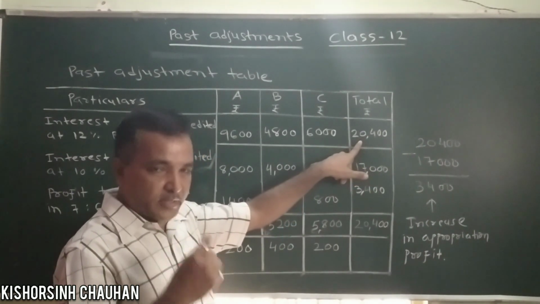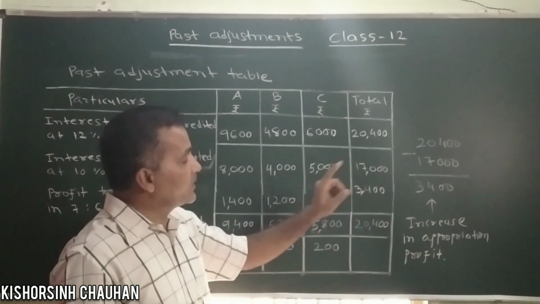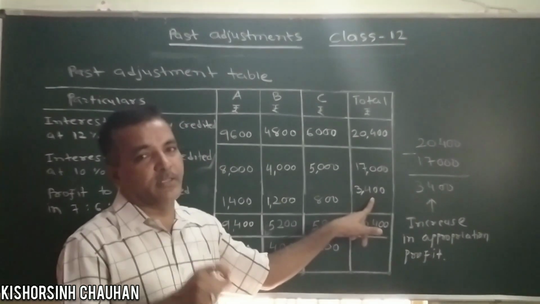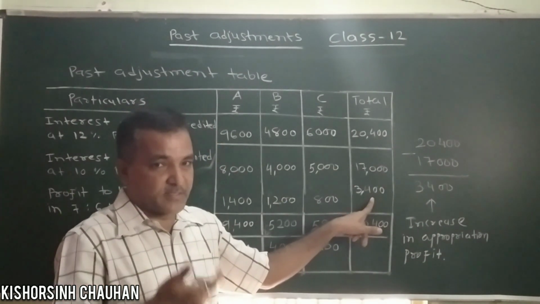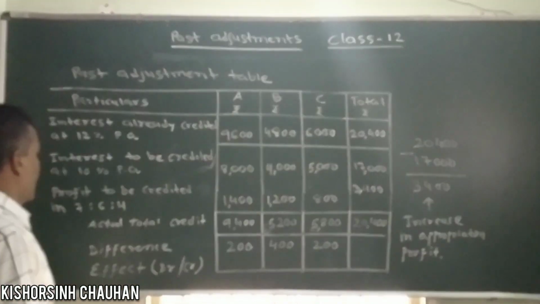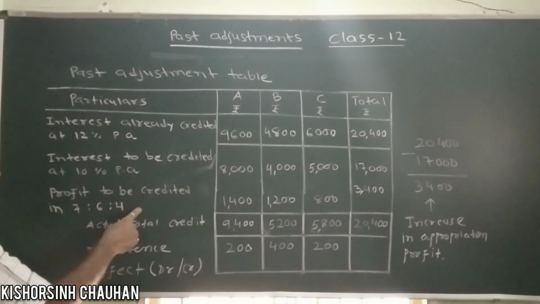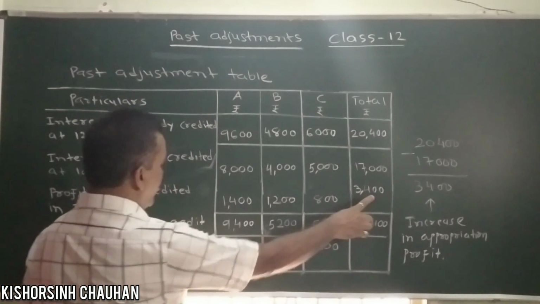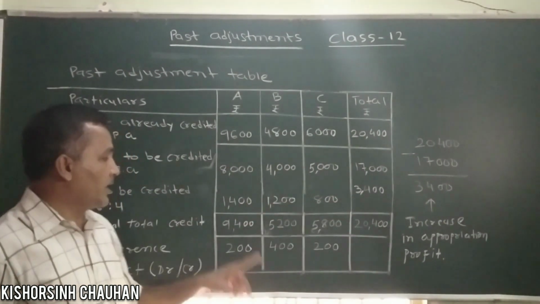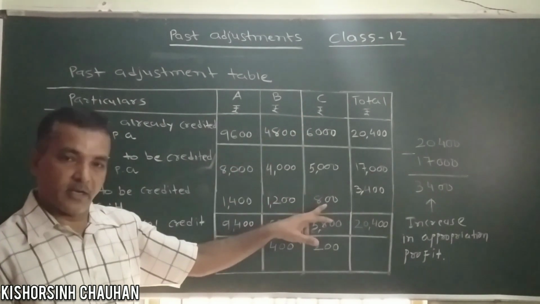20,400 we have written, this is the more amount, but the actual amount is 17,000. So now this 3,400 difference which is coming, that we will be distributing among the partners in their profit sharing ratio. This excess amount will go to partners as a share of profit. So let us distribute. Next point is profit to be credited in 7:6:4 ratio. We will distribute this 3,400 in this ratio. I have already done it. 3,400 distributed, then A will get 1,400, B will get 1,200 and C will get 800.